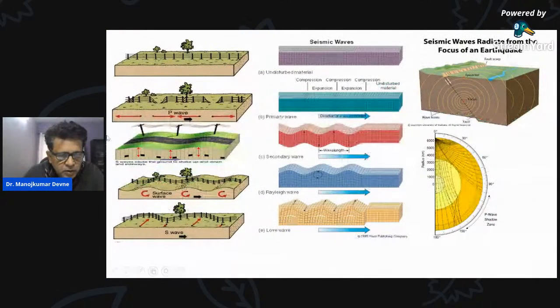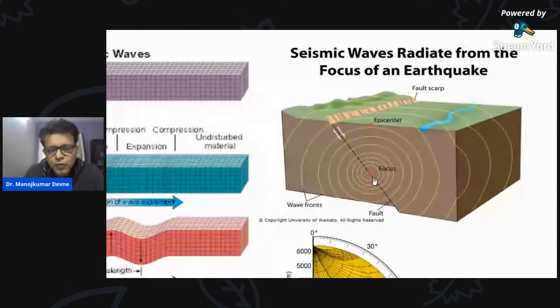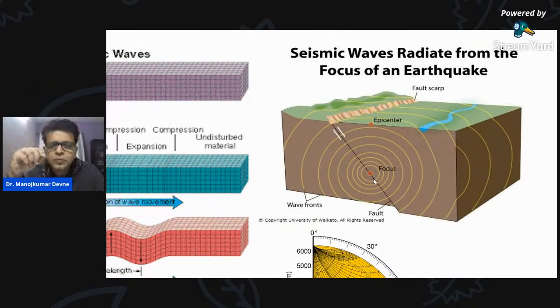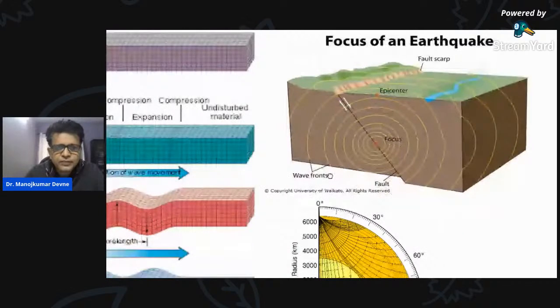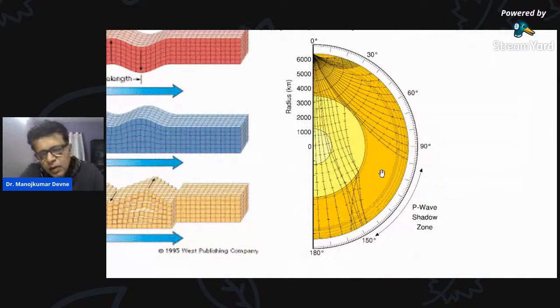Now, this is something that we have done yesterday. This is the focus. The point where the actual release of energy takes place is, of course, the focus, and the point exactly 90 degrees above the focus on the surface of the earth is going to be called the epicenter. And then this is the shadow zone.